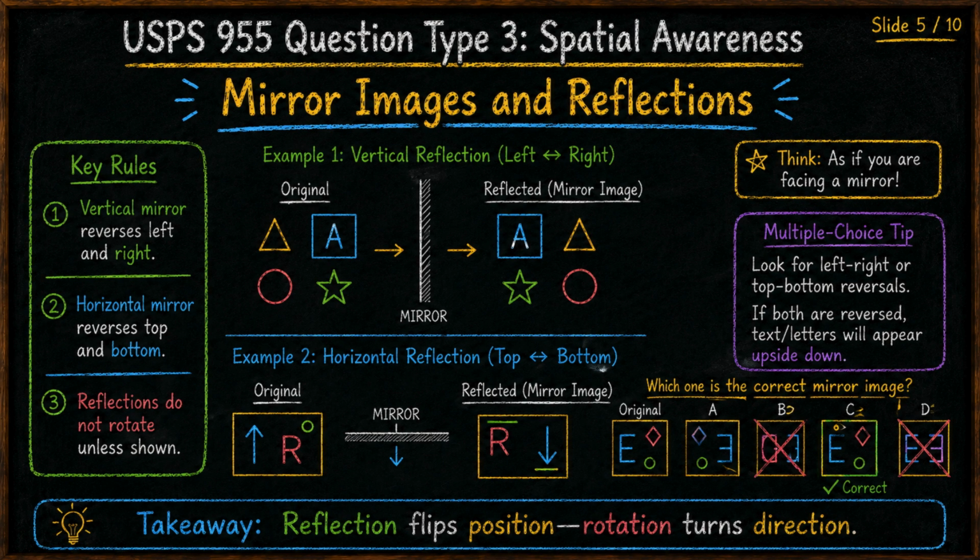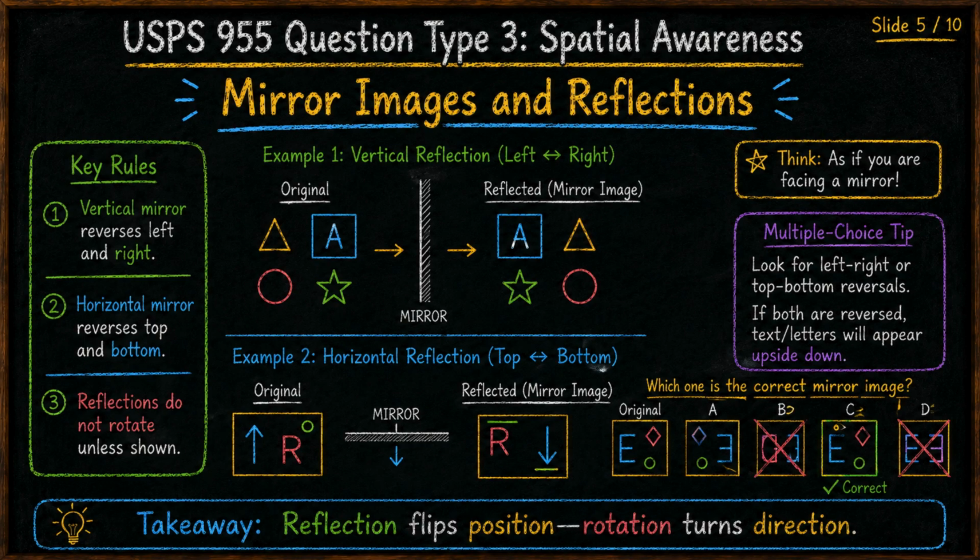Many wrong answers are actually rotated versions, not mirror images. So when you see a mirror question, ask, where is the mirror line? Is it vertical? Is it horizontal? Does the answer flip the correct direction? Did the option rotate instead of reflect? For multiple choice questions, look for reversed letters, arrows, numbers, or asymmetrical shapes. Those details reveal the answer quickly.